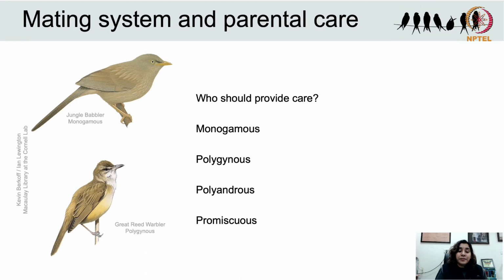Now, lastly, let us ask, who should provide care to the growing offspring? Given that the successful completion of reproduction includes not just mating, but also providing young ones care such that they can emerge as reproductive adults, and this would impact the fitness of not just the females but also the males, the question arises, who must forgo their future mating prospects to stay behind to take care of the young ones?